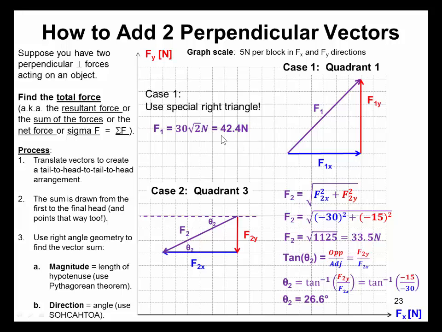Of course, in math, we love square roots. In physics, just give me a number, rounded properly. So I calculated this to be about 42.4 newtons. So that's our magnitude, 42.4 newtons using special right triangles. Didn't have to go through all the math. How about the angle? Well, what's another name for this special right triangle? This is a 45-45 right triangle.